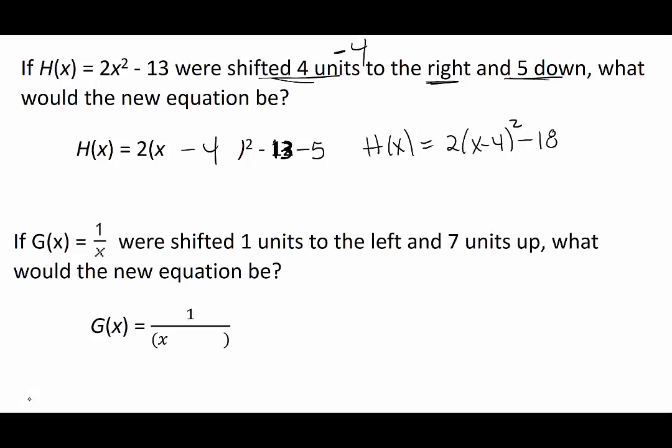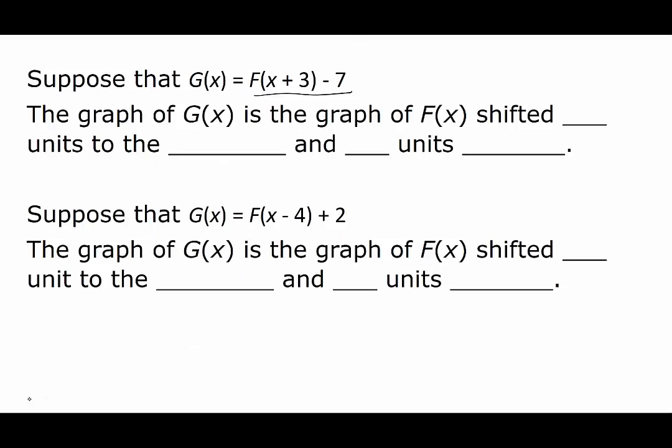G of x is shifted 1 unit to the left. So since this is in the negative direction, I'm going to add 1 inside the parentheses and 7 units up. So 1 unit to the left, x plus 1 inside the parentheses with the x. This is the opposite sign. I'm going in the negative direction, so I add 1. And then 7 units up, add 7 to the end. So here's my function.